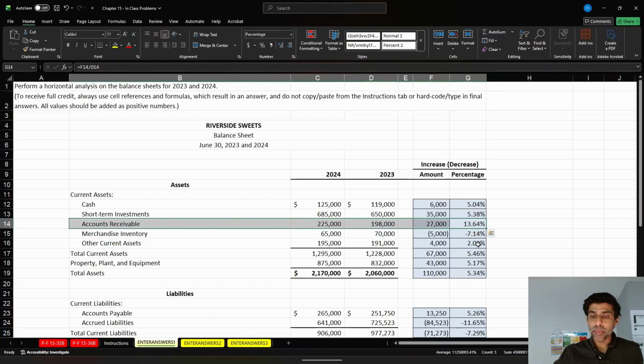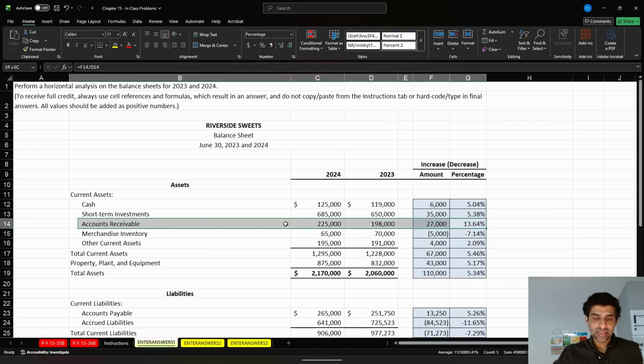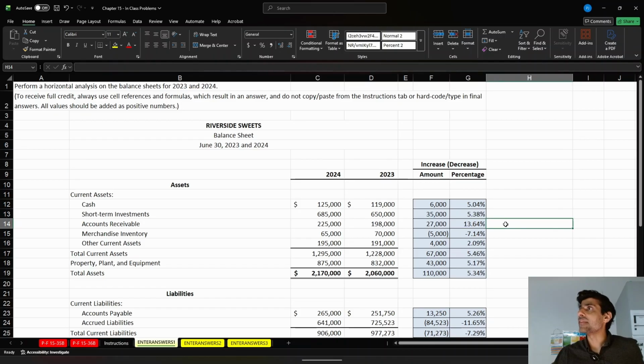So in a nutshell, this is kind of a yellow flag here. You can see that accounts receivable has gone up more than total assets. So this is kind of a yellow flag. I'd want to know what happened to my accounts receivable. Why is it growing so much more than my total assets? Okay, so again, I'm just trying to illustrate why this type of analysis is useful.